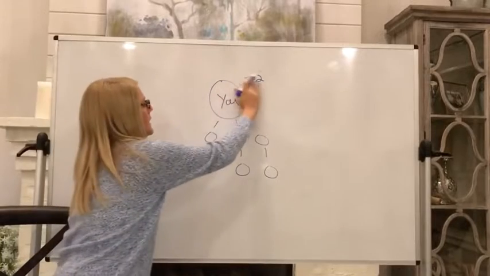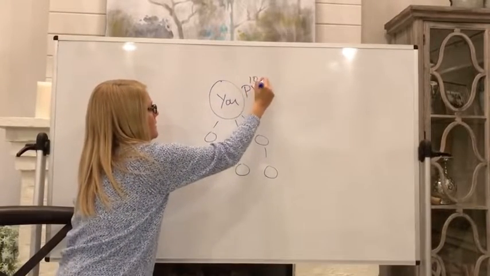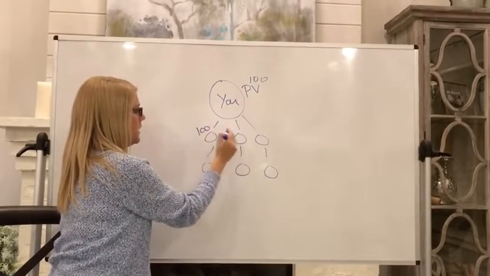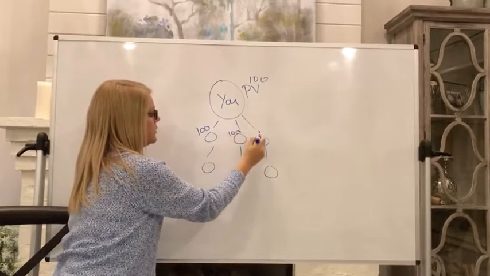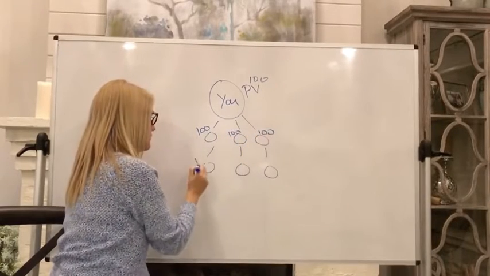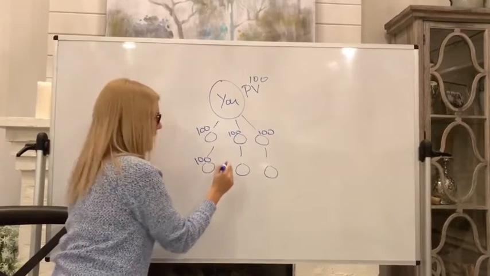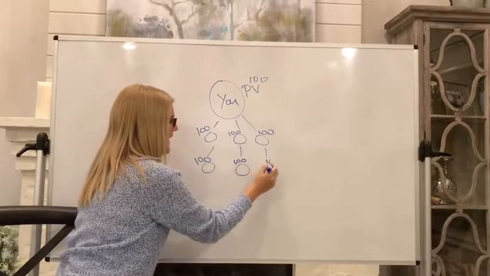Okay, let's say you have got 100 PV. And let's say this person here has 100 PV and they have 100 PV and they have 100 PV. We're just going to make this simple. Everybody has 100 PV, okay?